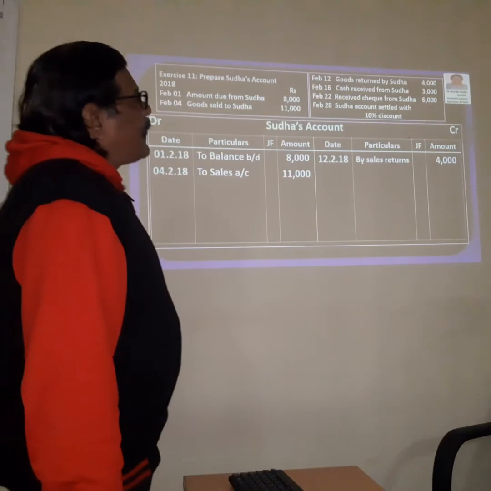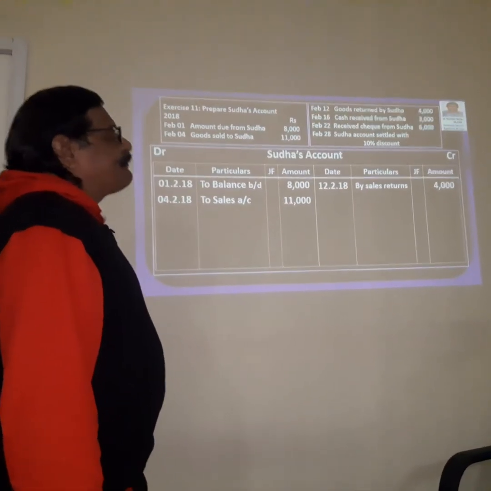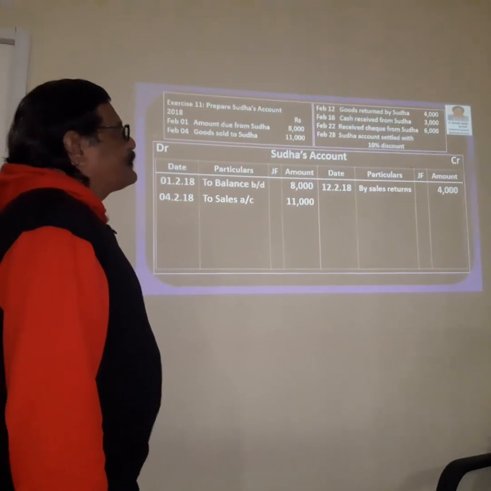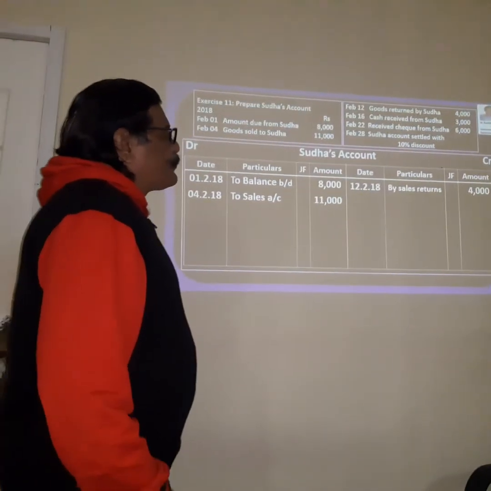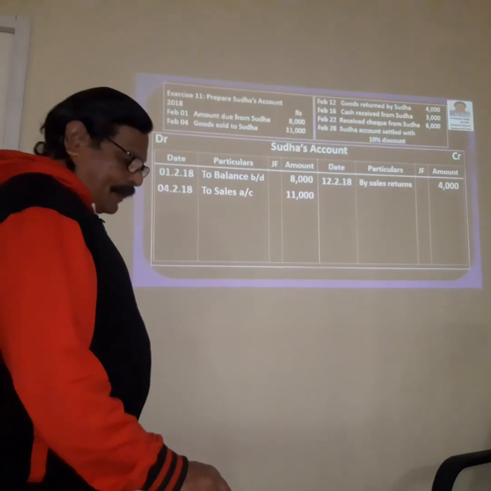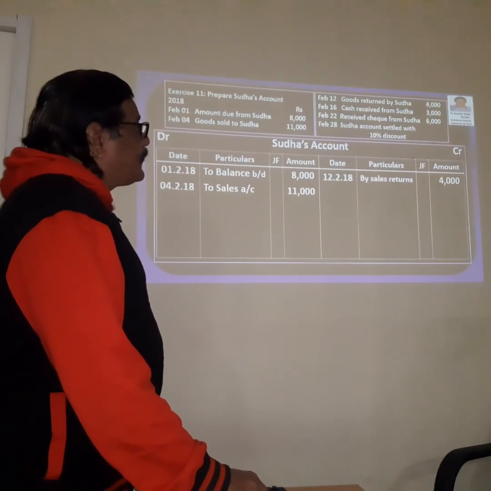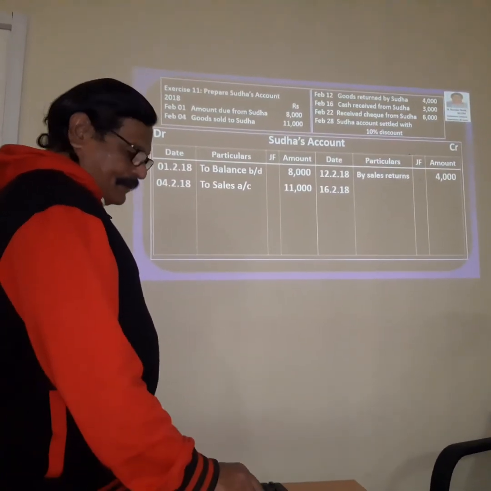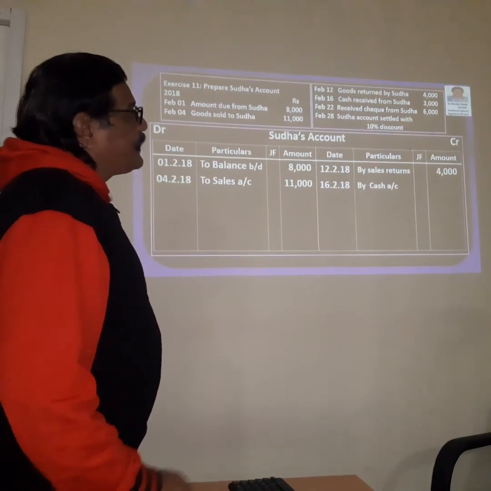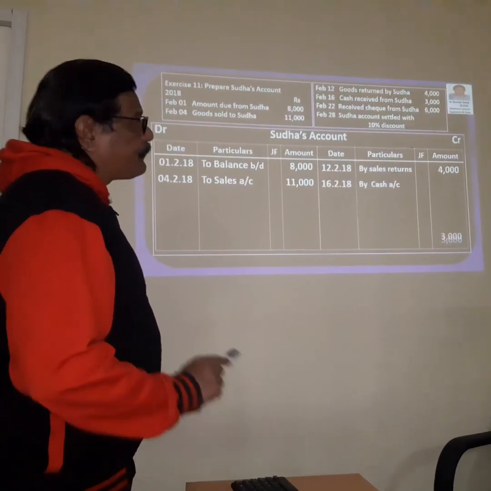Now, cash received from Sudha. We are receiving cash. The journal entry is cash account debit to Sudha's account. So Sudha is on the credit. The entry will come on the credit side as by cash. By cash, the amount is 3,000.